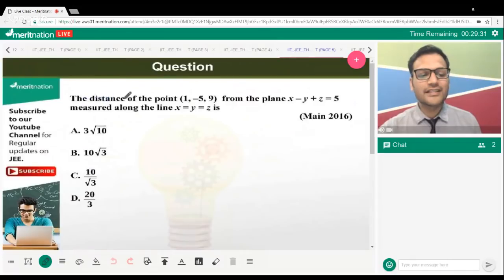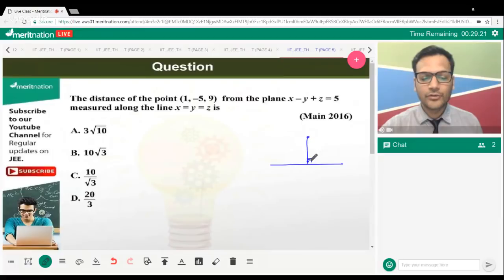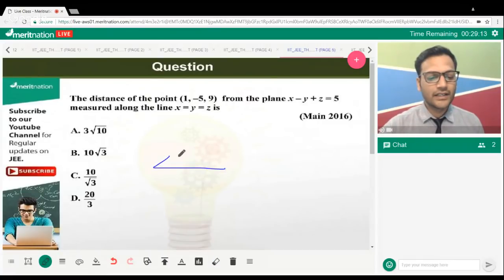What the question says: the distance of this point from the plane measured along this line. At times we know the formula to calculate the distance of a point from a plane. If I talk about the perpendicular distance, there is a direct formula, you will apply it, you will get the answer. However, if there is a plane over here and a point somewhere here, this point is 1 comma minus 5 comma 9, and the equation of the plane is x minus y plus z is equal to 5.